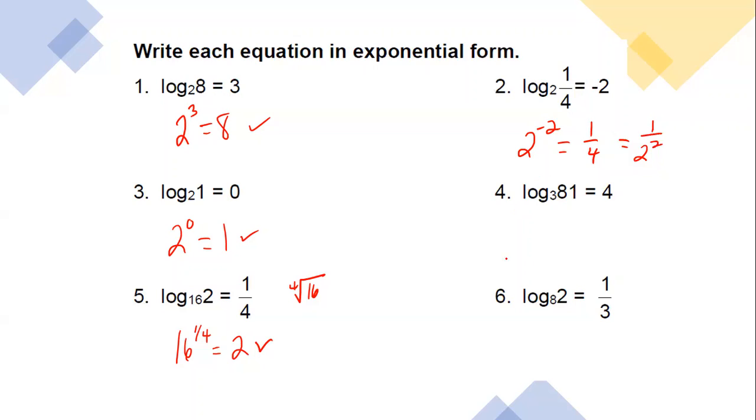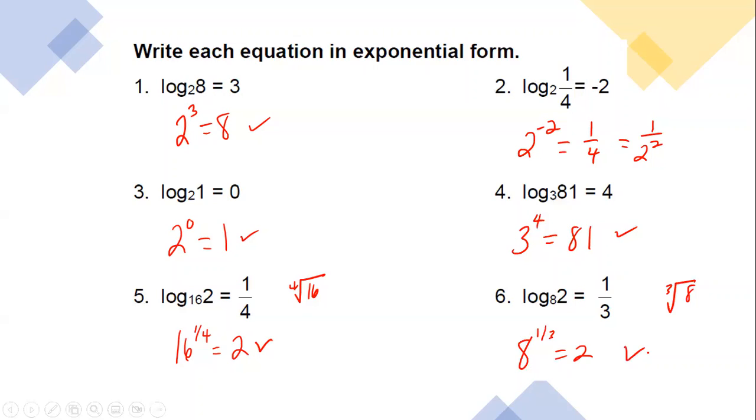Okay. All right. On 4, what did you get? 3 to the 4th power equals 81. Is that true? Yes. On number 6, what did you get? 8 to the 1/3 equals 2. So what this is saying is the cube root of 8, 2. Does 2 times 2 times 2 equal 8? Yes. So the cube root of 8 is 2. All right. How do we feel about logs to exponential?